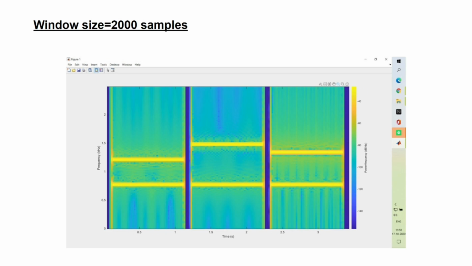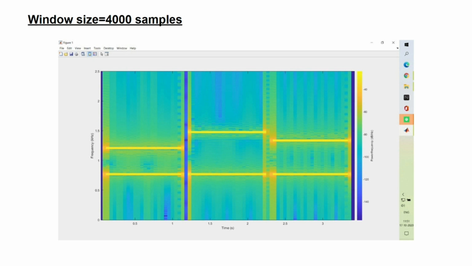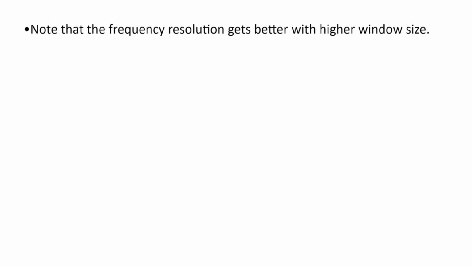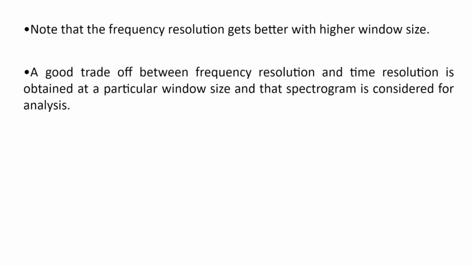This is a spectrogram for window size of 2000 samples. Since we have increased the time window, we can see that the frequency resolution got better, but the time resolution is worse. Now for window size of 4000 samples, we can see that the time resolution is worse, but the frequency resolution got better. The same pattern can be observed for window size of 8000 samples also. The frequency resolution gets better with higher window size, but the time resolution is worse. At some point, we will obtain a good trade-off between frequency resolution and time resolution. That particular window size is selected for the spectrogram, and that spectrogram is considered for our analysis.